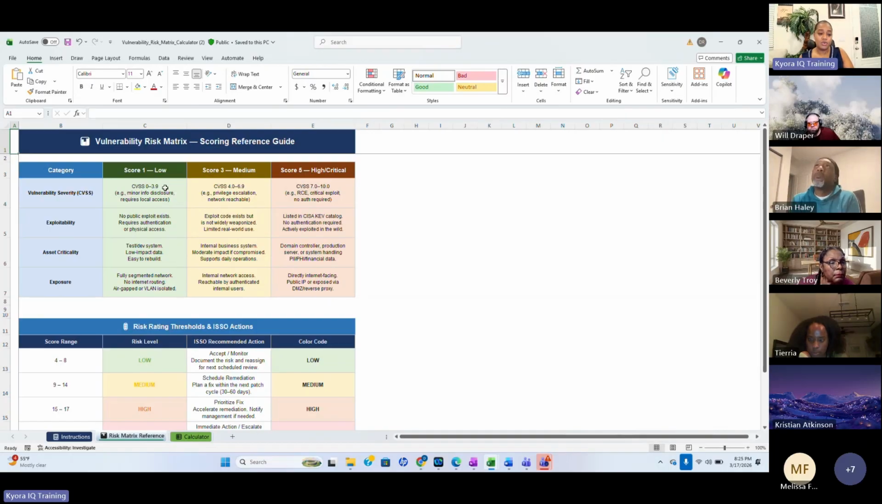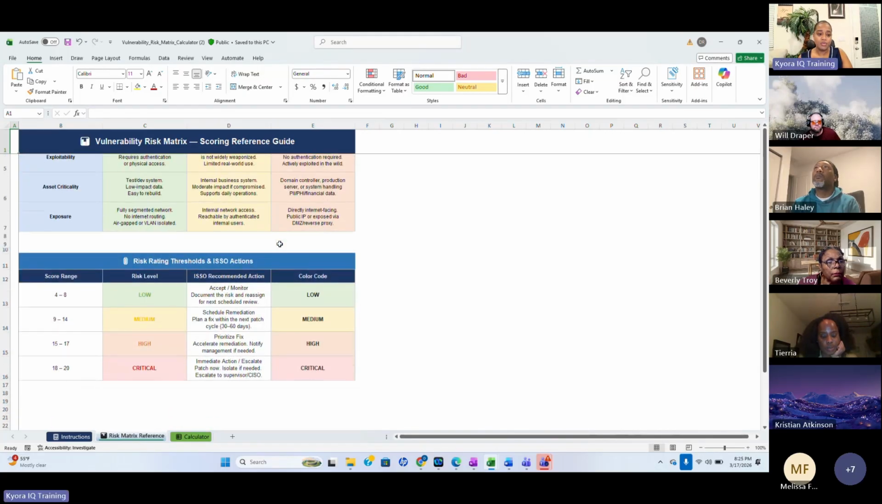Your risk matrix shows what your low scoring would look like. If your CVSS score is between 0 and 3.9, it's minor info disclosure that requires local access. As you continue to get higher in severity, you'll see medium and high. I'm not going to go through all of it, but your risk matrix is here, and then you have your risk rating thresholds and your ISO actions, the recommended actions for what you should take.